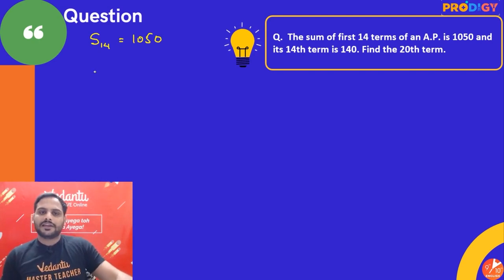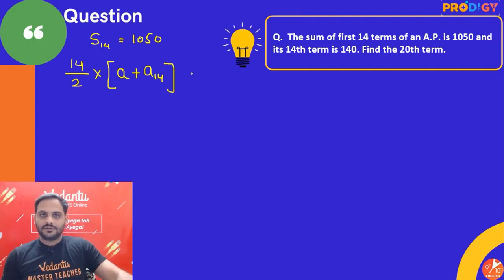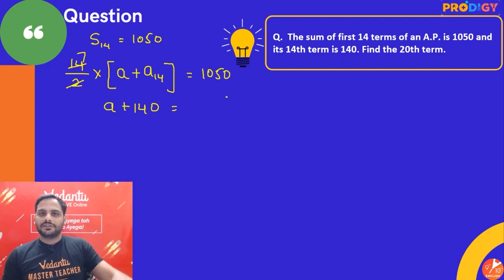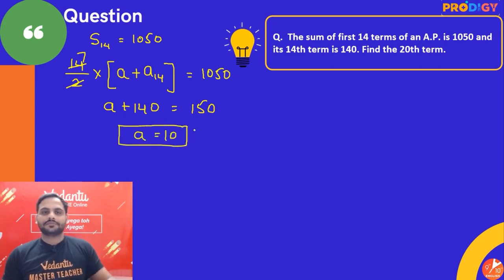So from here, guys, I can say sum of 14 terms I can write as n by 2 into A, which is the first term, I don't know, plus the 14th term, A plus L, that formula I'm using, is equal to 1050. Okay? This is 7 times A plus the 14th term, which is given as 140, is equal to 1050. Shift 7 over there in division. So you'll be getting 1050 upon 7 is 150. Shift 140 over there, you'll get 10. A is equal to 10.